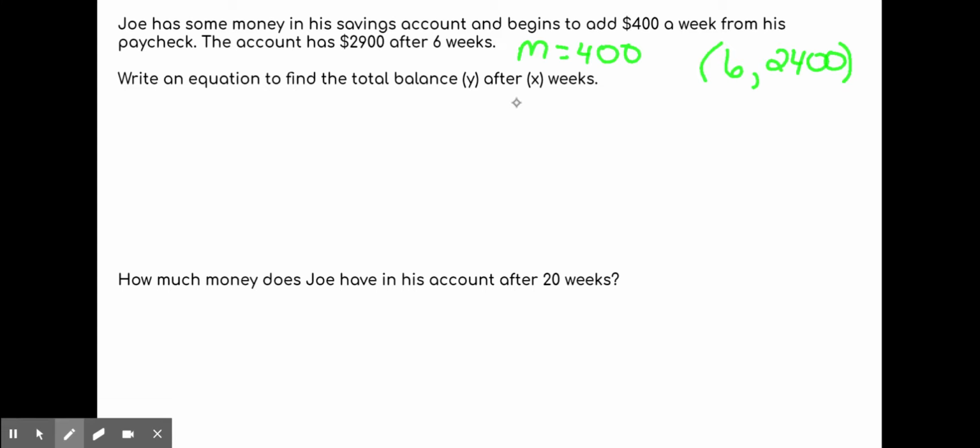Okay, so the slope is 400. It's positive. He's adding $400 a week into his account. And be careful, these are written sort of backwards from the way we should write them, but it has $2,900 after 6 weeks. So the amount in the account is the dependent variable. That's why that's after 6 weeks. So our point is 6, 2,900. Okay, now I want you to solve for B. Find the initial value that was in the account.